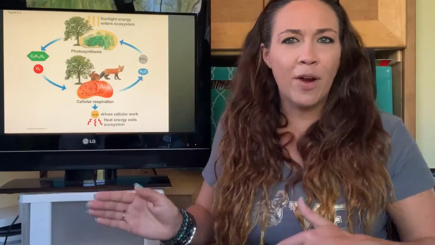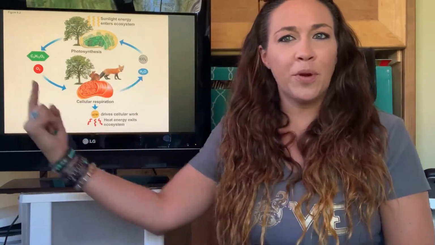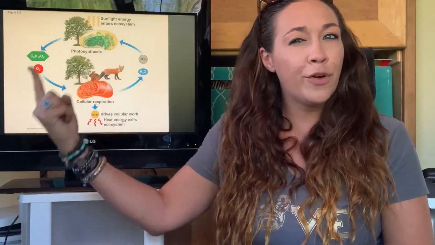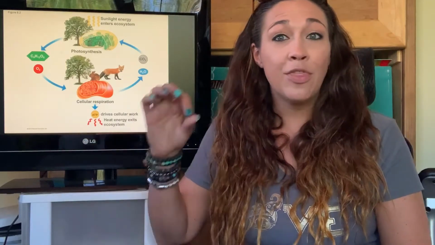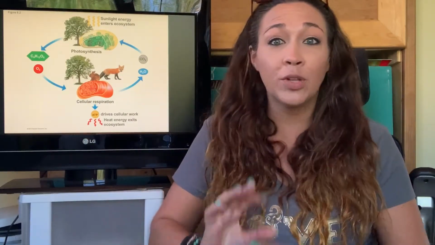Now, this diagram right here shows both cellular respiration happening and photosynthesis happening, and it's showing it in a loop. And that's because they're related, okay? They're interrelated.